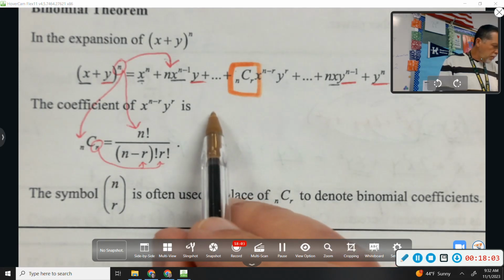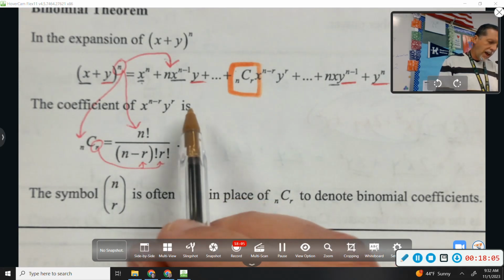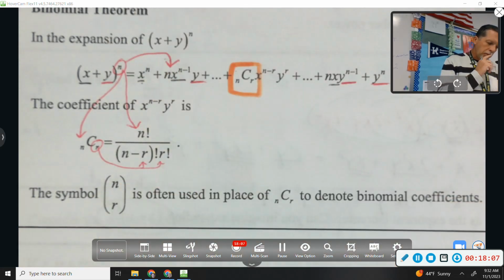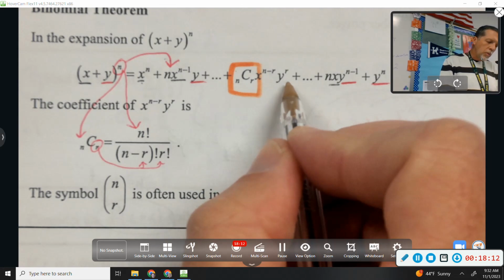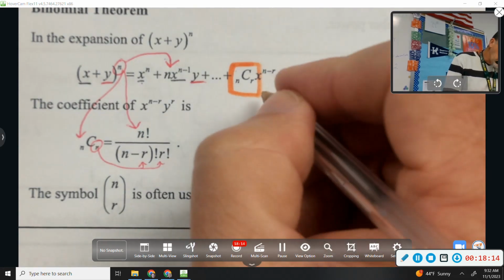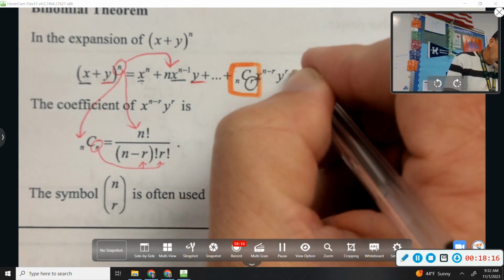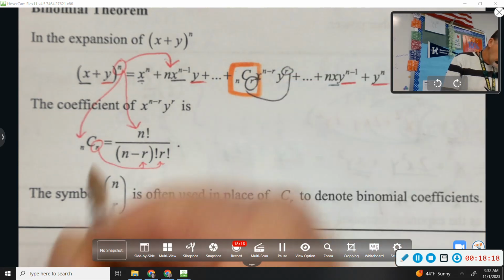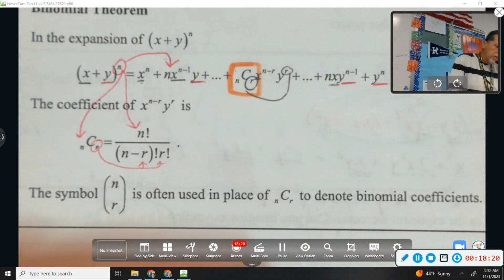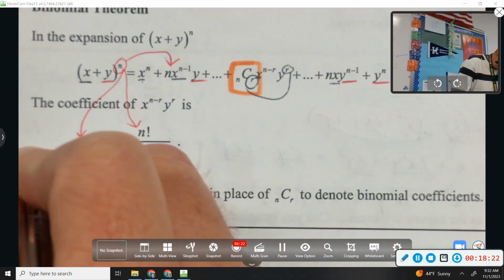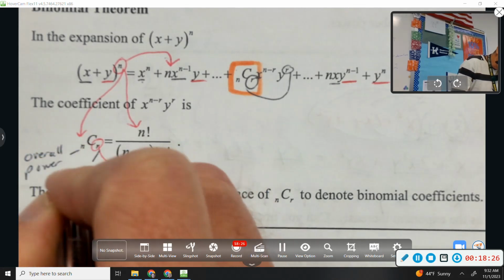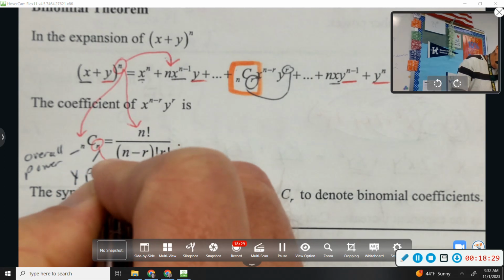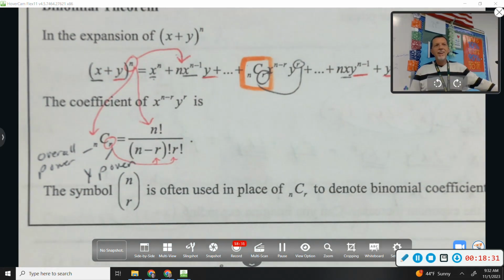The tricky part, I guess, is that r corresponds with the power of y. So n is the overall power, and r is the y power, the power on y.